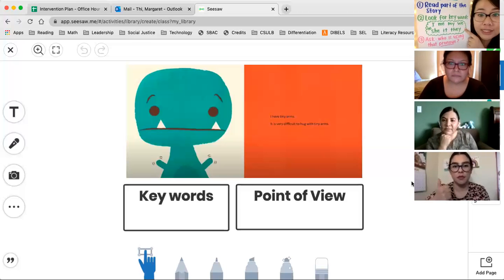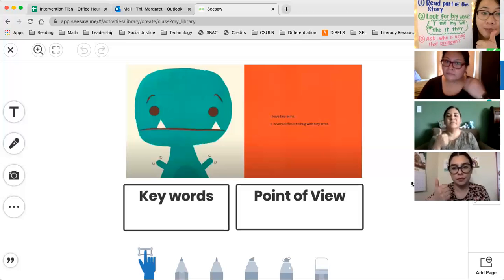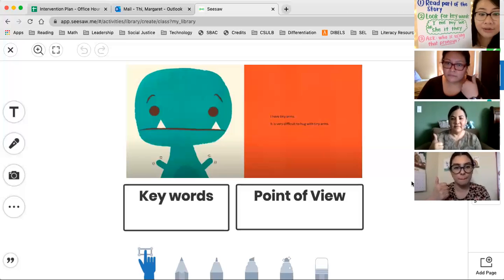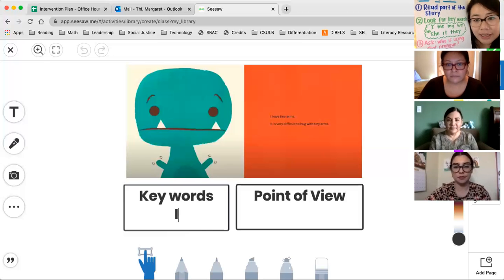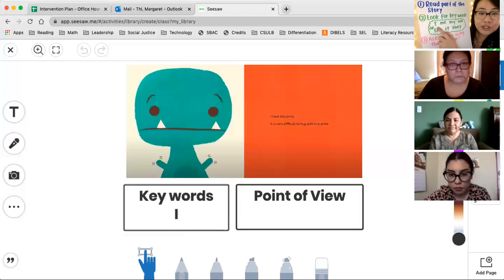And teachers, when you see a keyword, can you give me a thumbs up? And we're going to write those keywords down in our little box right here. Miss Hernandez, what do you think? I see the word I. Mm-hmm. I also see the word I. Awesome. And I don't see any other keyword besides I. We can just use I.